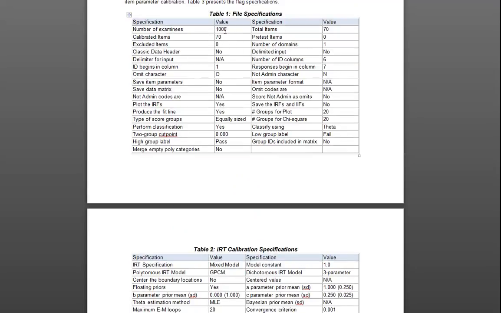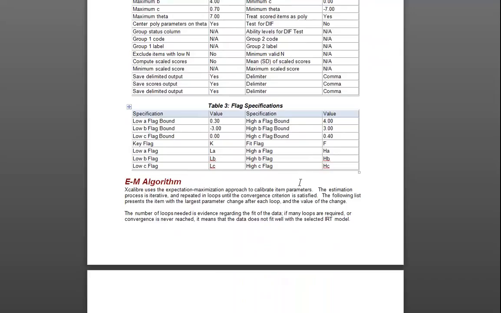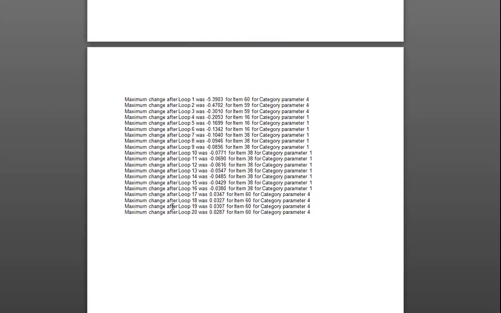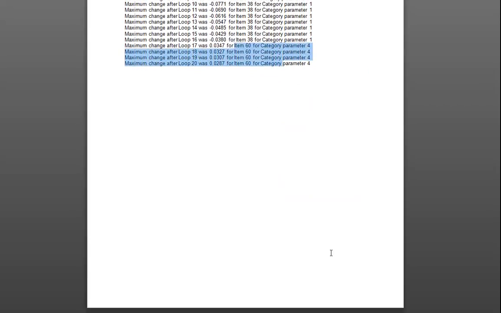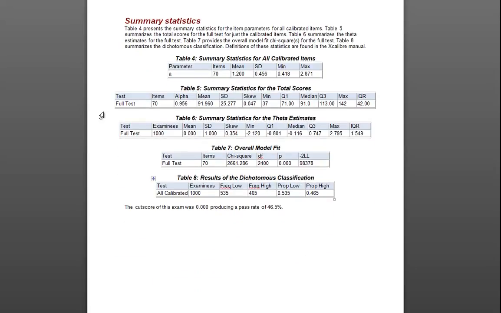Now you can see this example had 1,000 examinees, so we have better results, and has 70 calibrated items. This one again was set to have a maximum of 20 loops, and it was stopped after loop number 20. Item 60 was the item that was having a problem for the final 4 loops. You can see we provide summary statistics again, but for this test there were no domains, so we're only providing it for the full test.